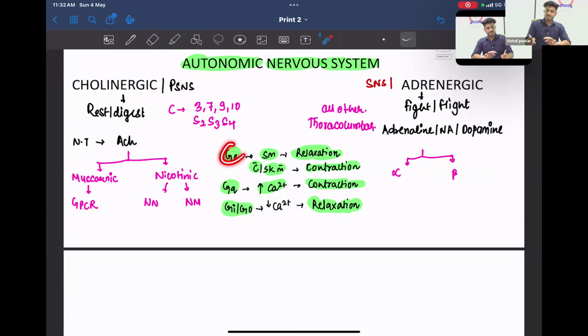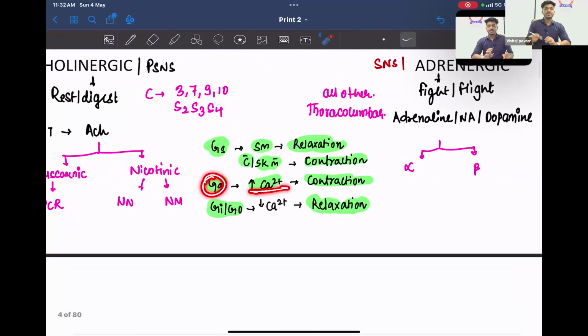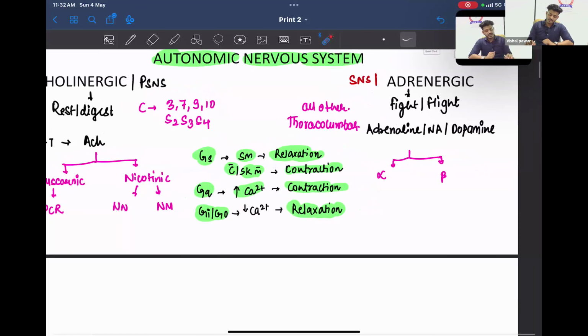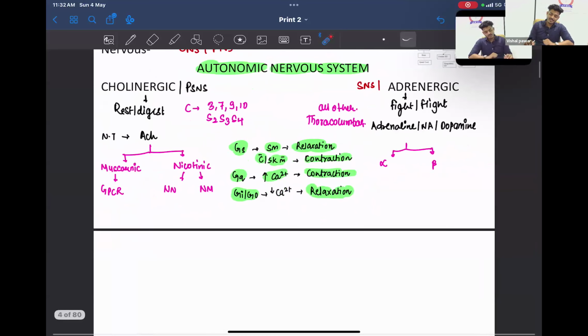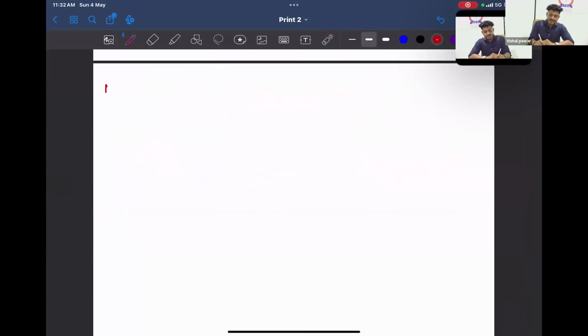So what is going to be the function of Gs? Everyone speak. Gs is going to do in smooth muscle relaxation. In cardiac and skeletal muscle, it is going to do contraction. Whereas Gq is going to increase what? Calcium. Gq means contraction. Gi/Go means relaxation. Gq is going to be contraction. So I'm going to write certain cholinergic nervous system things. What are the receptors we are having? So we are having M1. What else? M3, M5.